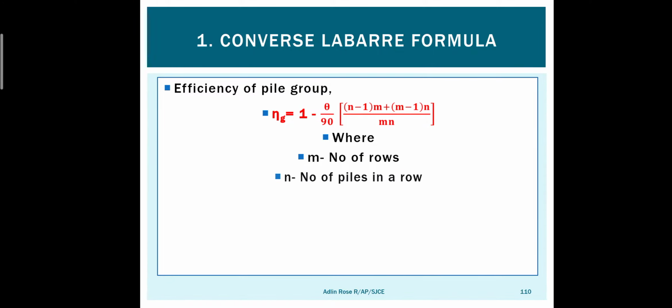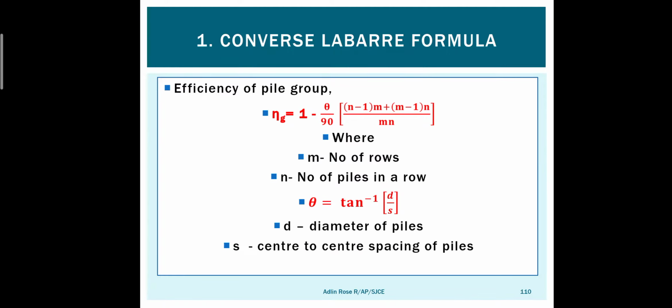n is the number of piles in a row. For example, if it is a 9 pile group, then we put 3 in the first row, 3 in the second row, 3 in the third row. So in a row we have 3 piles. So that is n, the number of piles in a row. And we have to know what theta is. Theta is equal to tan inverse of d by s. D is the diameter of the pile. If it is a square pile, it is the size or width of the pile. Then s is the center to center spacing of the piles.